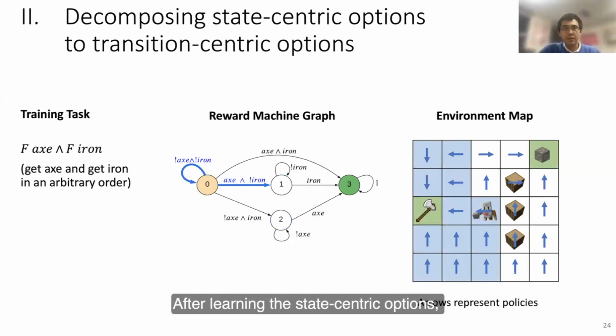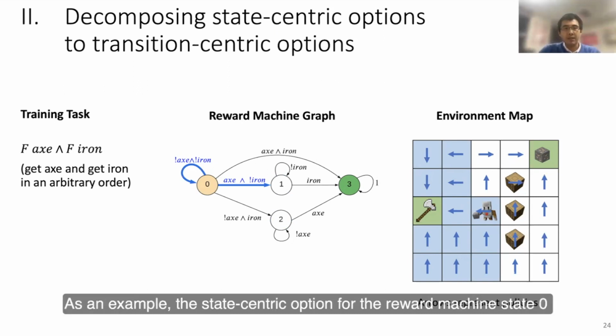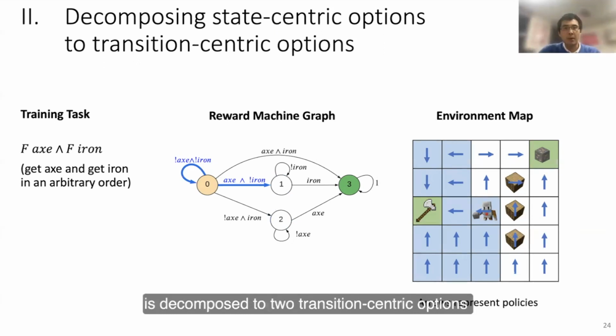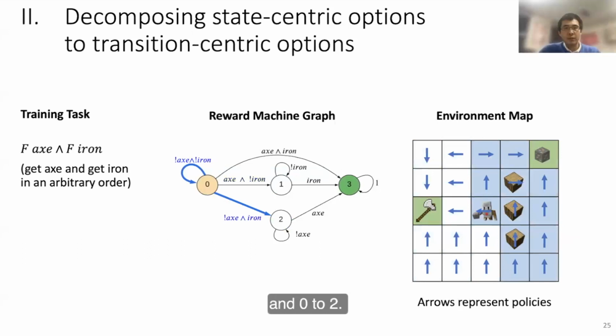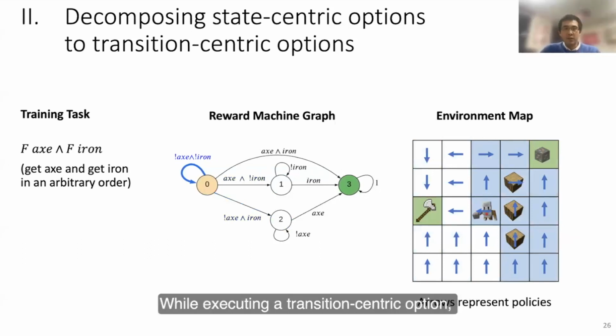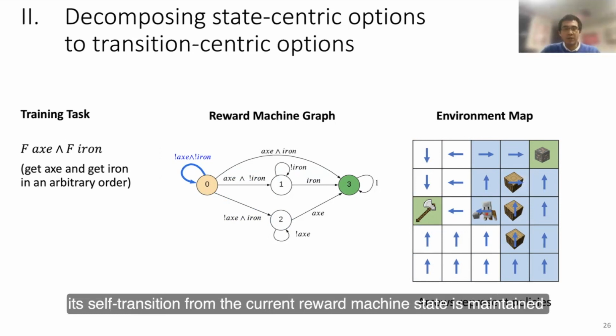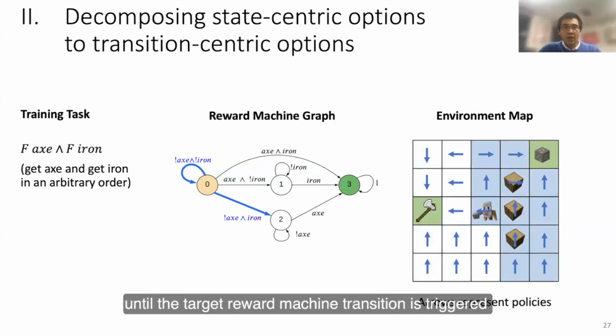After learning the state-centric options, we decompose them to transition-centric options by partitioning the state space of the environment. As an example, the state-centric option for the reward machine state 0 is decomposed to two transition-centric options that target the reward machine transitions 0 to 1 and 0 to 2. While executing a transition-centric option, its self-transition from the current reward machine state is maintained until the target reward machine transition is triggered by satisfying the labeled Boolean formula.